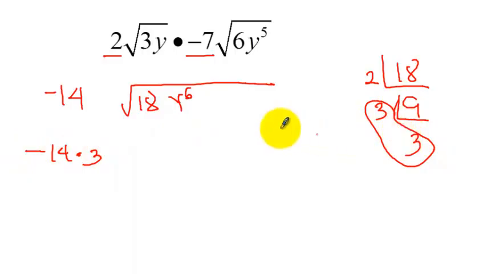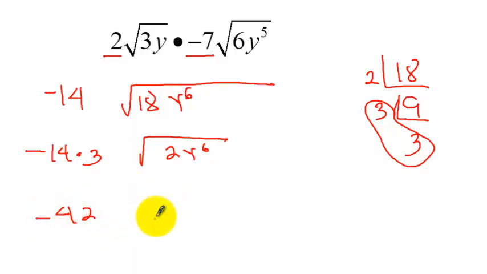Okay, this 3 will go out, and then 2 stays inside, multiplied with y raised to 6. Negative 14 times 3 is equal to negative 42. Since the exponent of y is an even number, we can just take half of 6, which is y cubed. So this will be our final answer.